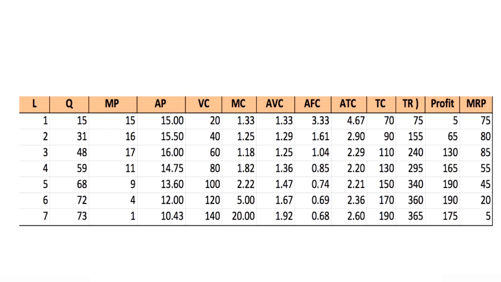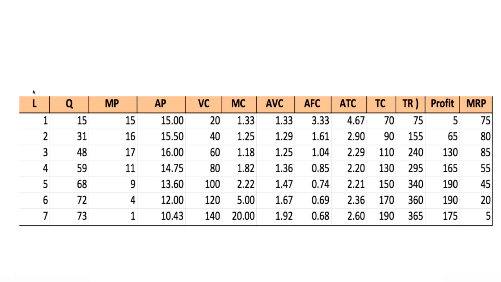Let's see how a perfectly competitive firm decides on what output to produce. As we already know, a perfectly competitive firm does not have any pricing decision to make. So here's the table. It's already filled with numbers, but let me walk you through the numbers.